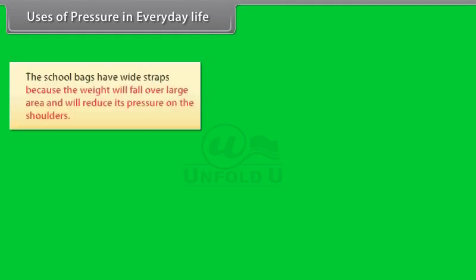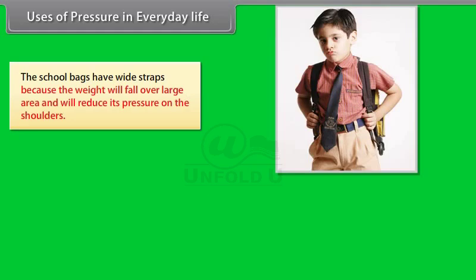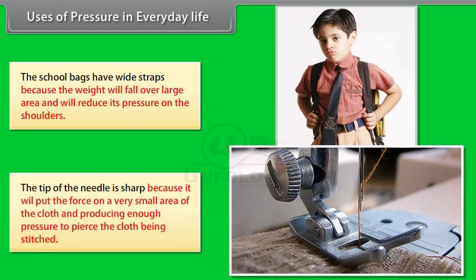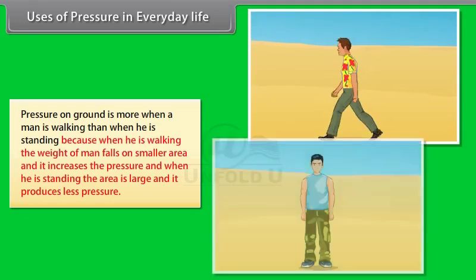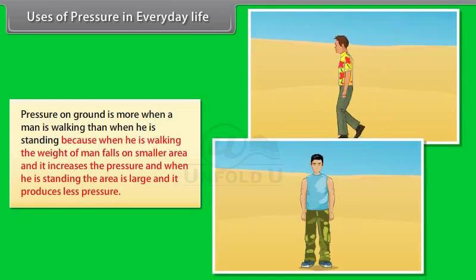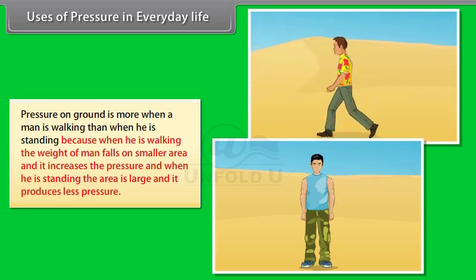Uses of pressure in everyday life. The school bags have wide stripes because the weight will fall over a large area and will reduce its pressure on the shoulders. The tip of the needle is sharp because it will put the force on a very small area of the cloth and produce enough pressure to pierce the cloth being stitched. Pressure on ground is more when a man is walking than when he is standing, because when he is walking, the weight of the man falls on a smaller area and it increases the pressure, and when he is standing, the area is large and it produces less pressure.